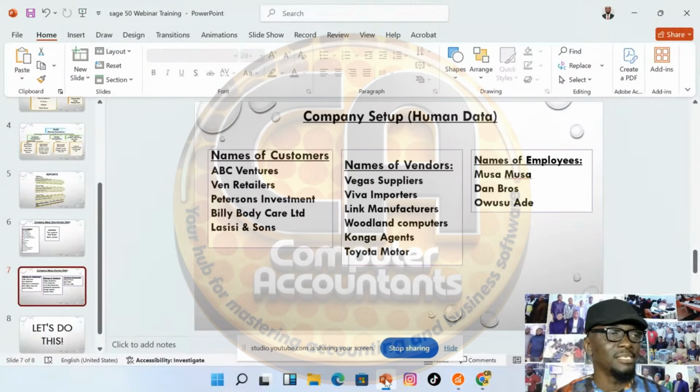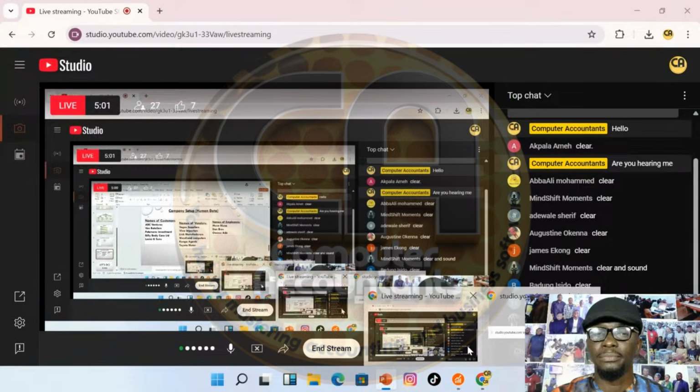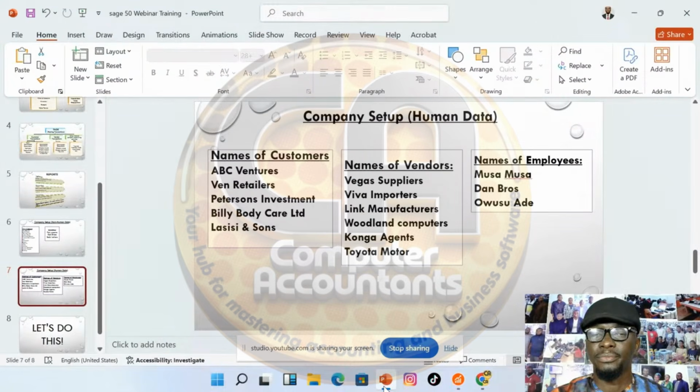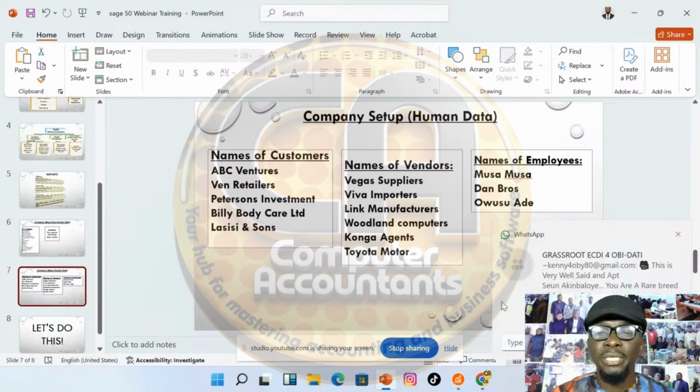Okay, can you see my screen? Can you see my screen? So please, if you have not gotten the software, please bear with me.